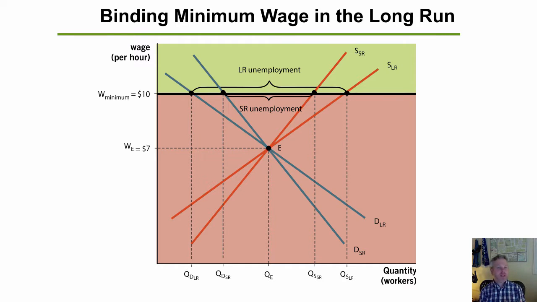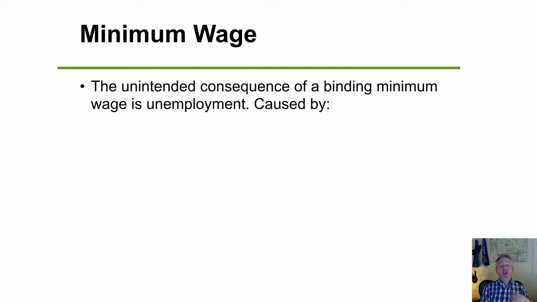So the minimum wage can actually exacerbate the very problem it was intended to help. It was intended to help poorer people find jobs, but what it can do is cause unemployment to be worse, meaning it's harder and harder for people in unskilled or low-skilled jobs to find jobs, all right? So the unintended consequence of a binding minimum wage is unemployment.